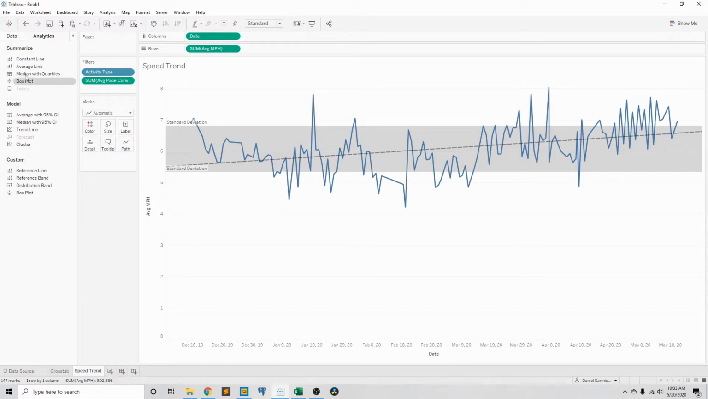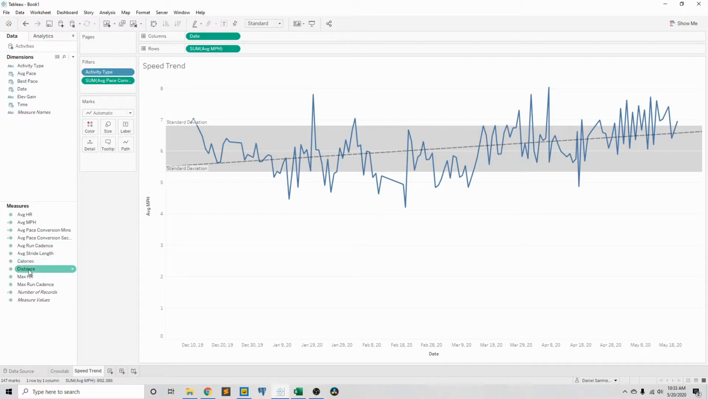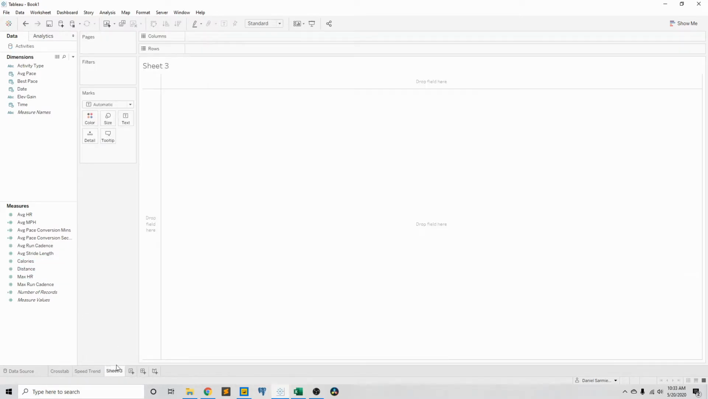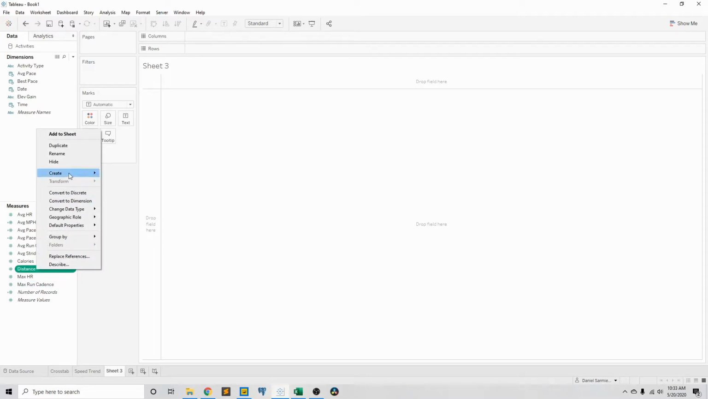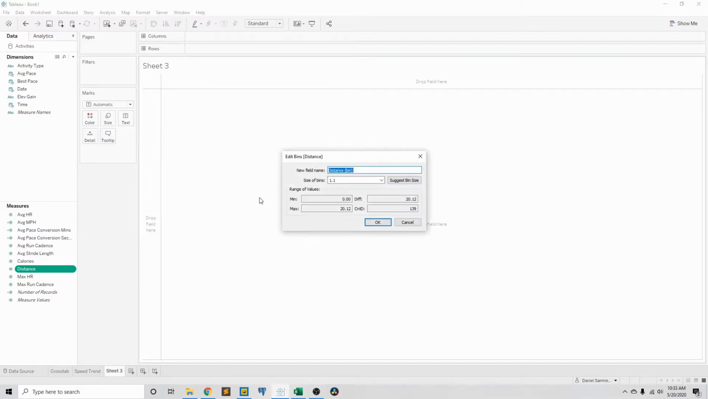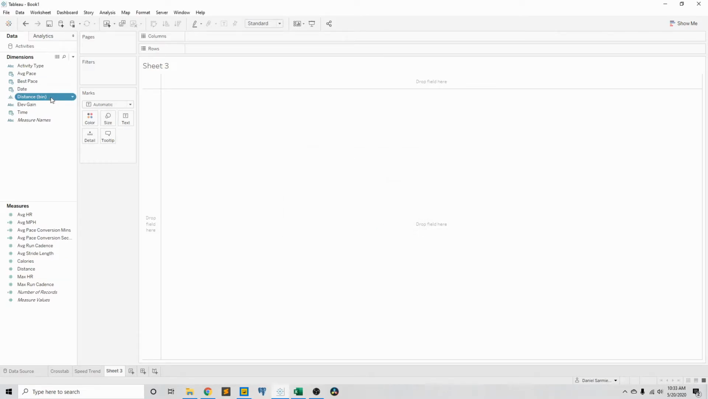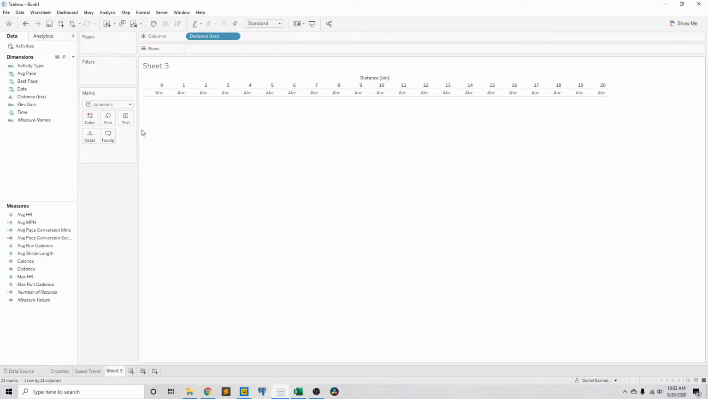Let's look at the distance metric over here, right? I want to see how far I'm running all the time. I'm going to do this by creating a histogram. I'm going to create bins of size 1, which should be fair enough. So distance bins are going to create a histogram: however many miles and how frequently I've run them.